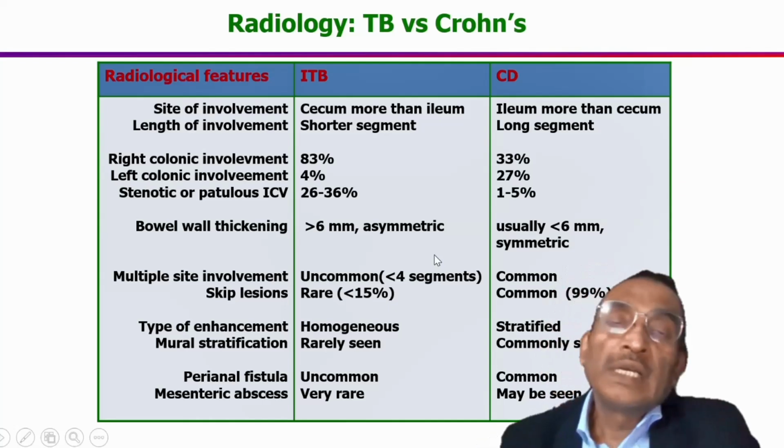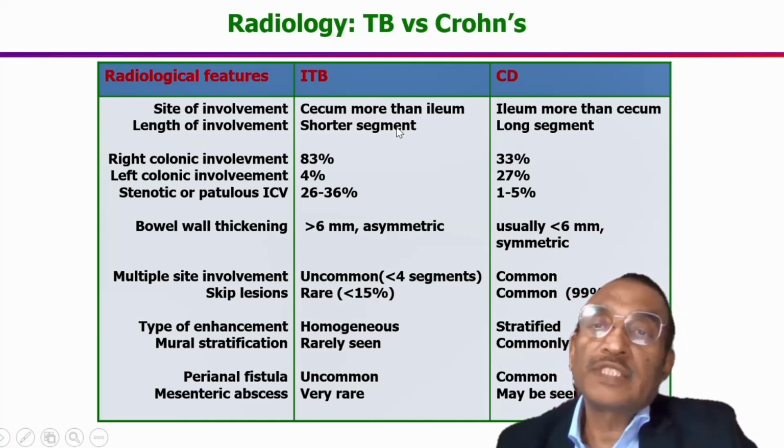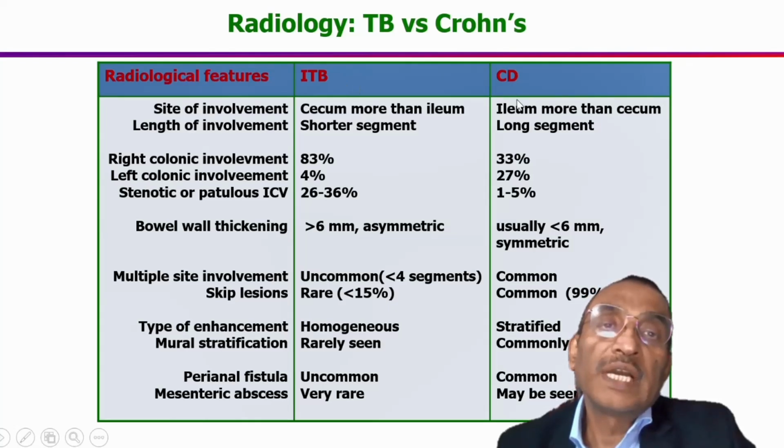So this is typical teaching, TB versus Crohn's. So site of involvement, cecum will be more than ileum in case of TB. Crohn's disease will be reverse.